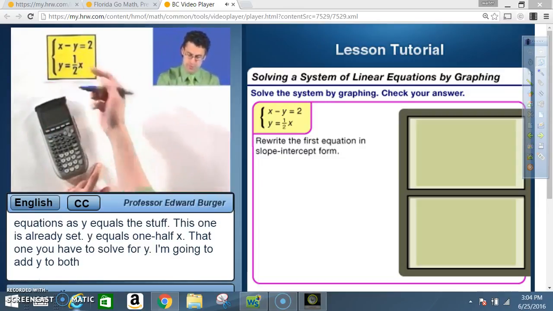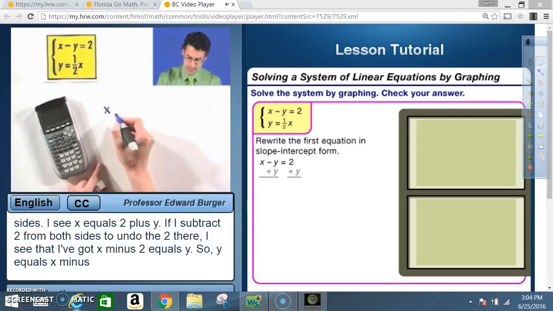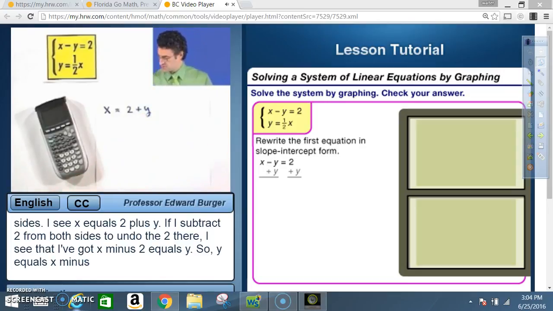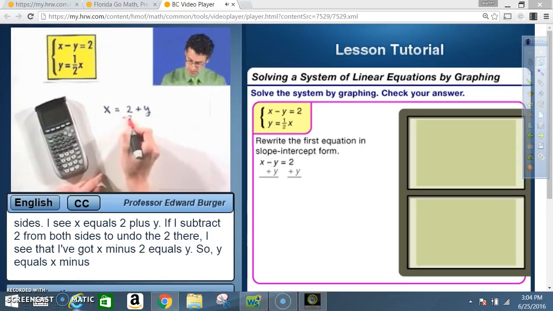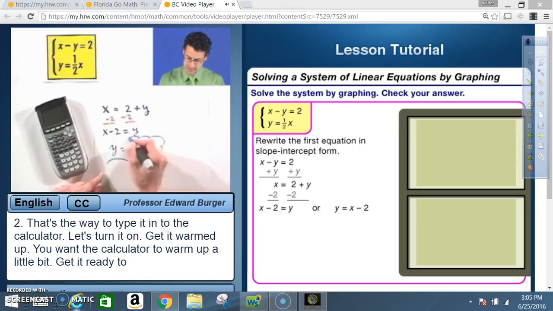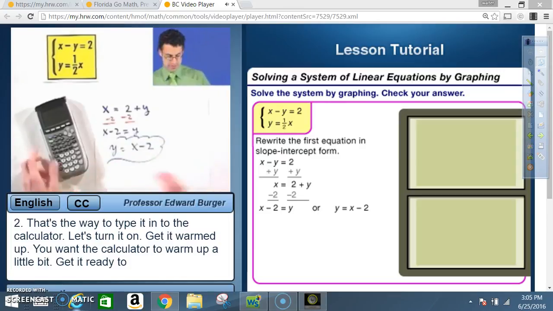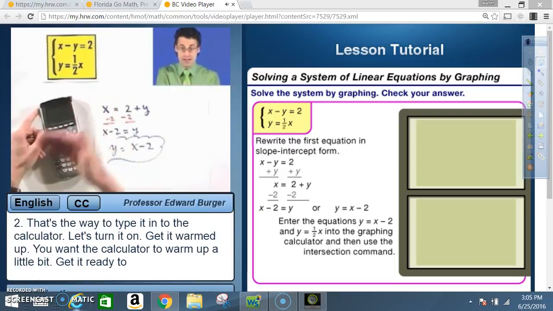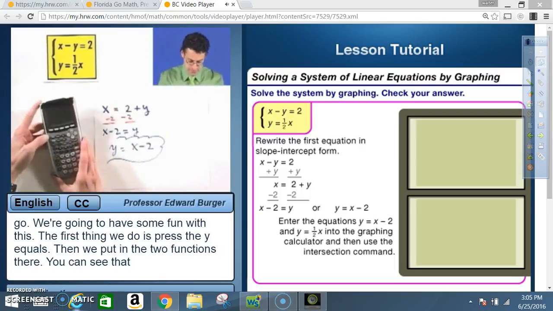So I'm going to add y to both sides, and I see x equals 2 plus y, and then if I subtract 2 from both sides to undo the 2 there, then I see that I've got x minus 2 equals y, and so y equals x minus 2. That's the way to type it into the calculator. And so let's turn it on and get it warmed up. You want the calculator to warm up a little bit, get it ready to go, because we're going to have some fun with this.